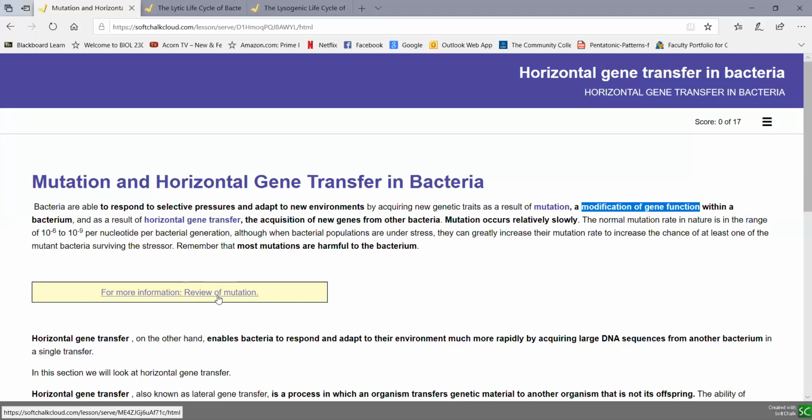So mutation is modification typically of a single gene, but keep in mind most mutations are harmful to bacteria. Most mutations alter an existing gene, causing that gene to be non-functional. But occasionally a mutation in a gene results in the production of a new gene product, like a protein, that becomes an advantage to that bacterium, and then through selective pressure, that organism is selected for and can do better in that environment.